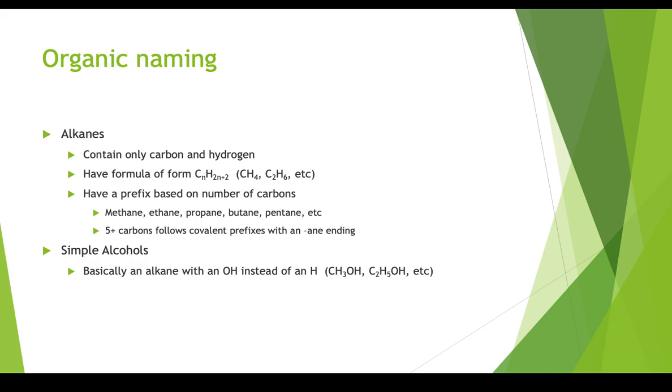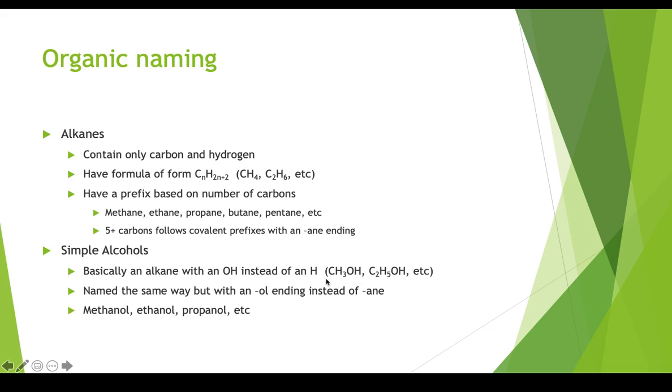We don't worry about those in Gen Chem for right now. The alcohols that we do see are basically an alkane with an OH replacing a hydrogen. So, for instance, CH3OH instead of CH4. We put an OH instead of just the hydrogen for the last hydrogen there. Naming wise, it's going to have the same prefixes we had for alkanes. The only thing we change is the ane ending to ol. So instead of methane for CH4, CH3OH is now methanol. And then C2H5OH would be ethanol.